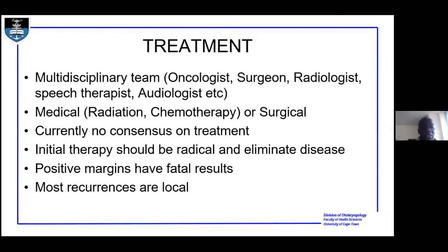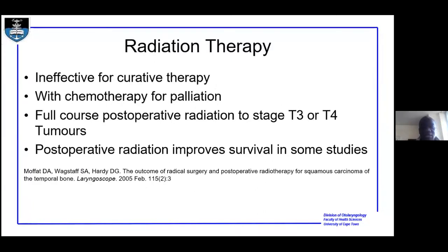So in terms of the treatment, it's a multidisciplinary team which involves the oncologist, the surgeon, the radiologist, speech therapists, and audiologists. Treatment can either be medical, which is radiation, chemotherapy, or surgical. And because of the rarity of these tumors, currently there's no consensus on a treatment. But the initial therapy should be radical and eliminate the disease, because positive margins tend to have fatal results. Most recurrences are local. You rarely get distant metastasis.